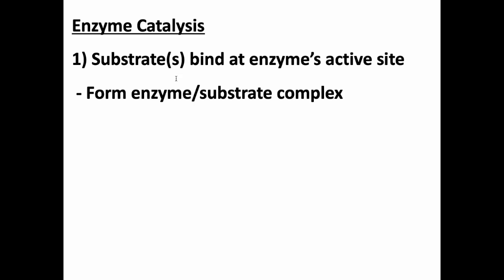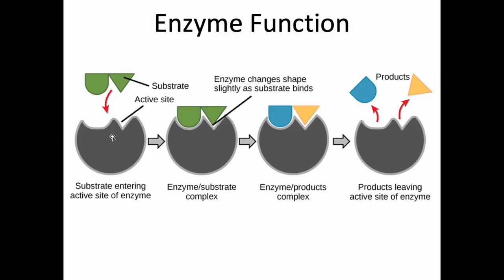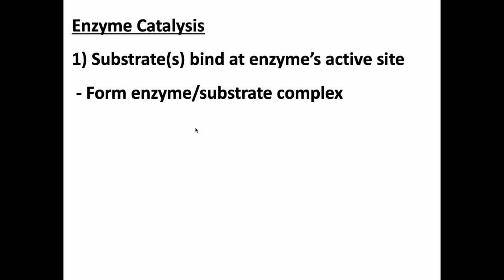Our step number one of enzyme catalysis, the substrate or substrates, depending on what's going on here, bind at the enzyme's active site. That's another piece of terminology here. It's a special little pocket that is built for the substrate or substrates to bind. Again, we know there's going to be the hug here. We know it's going to strain the chemical bonds. It makes sense that there would have to be a special little pocket. So terminology here, substrates bind at active site.